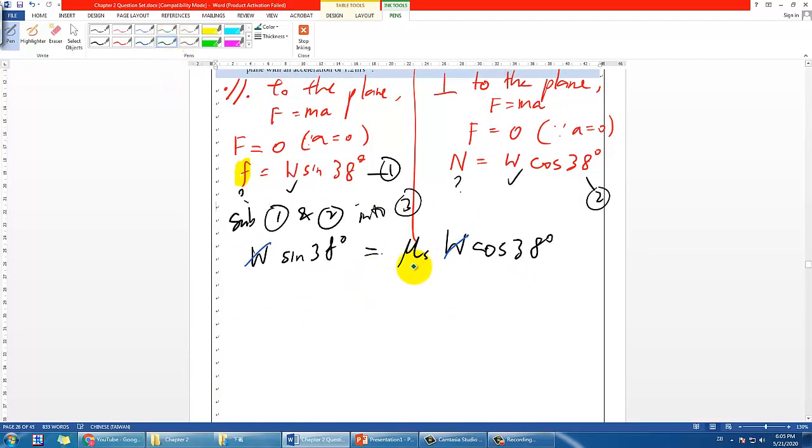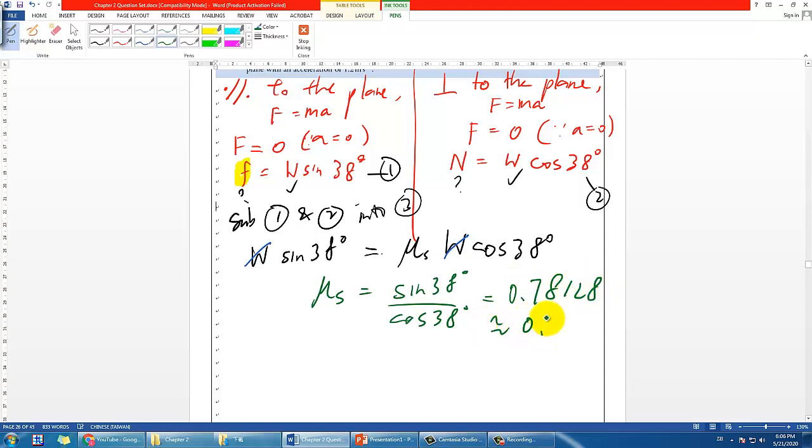So at the end, we would have mu s equals sine 38 degrees divided by cosine 38 degrees. Actually, if you are familiar with math, you know this is tangent 38 degrees. So by using your calculator, you should be able to find out the answer is 0.7812 something. So let's round up to 0.78 because it is 38 degrees, so 2 SF. Okay, and coefficient of friction is dimensionless, just to remind you.